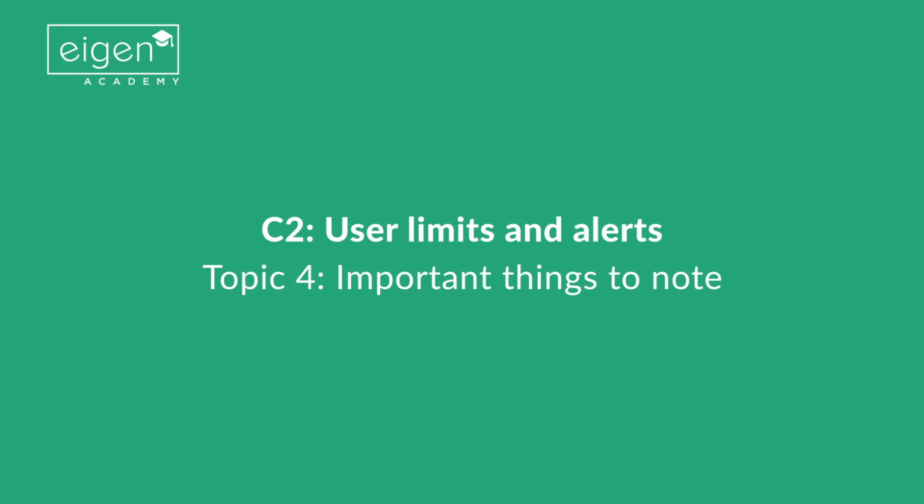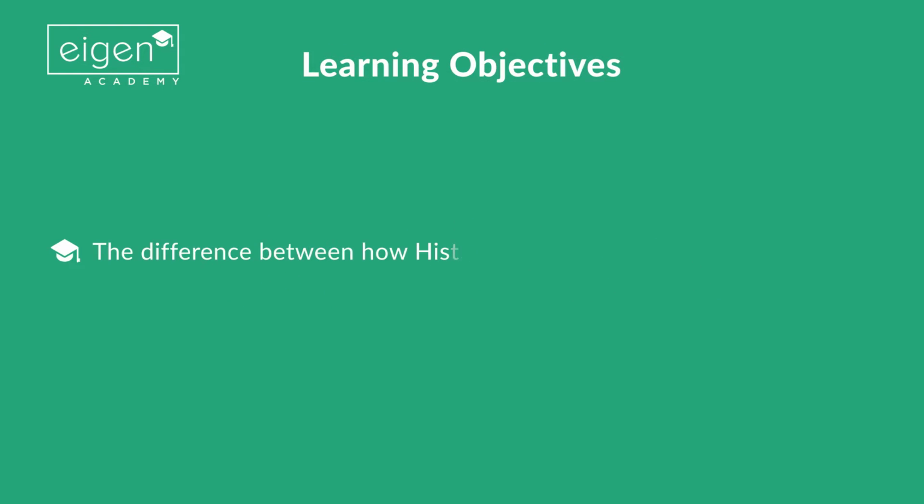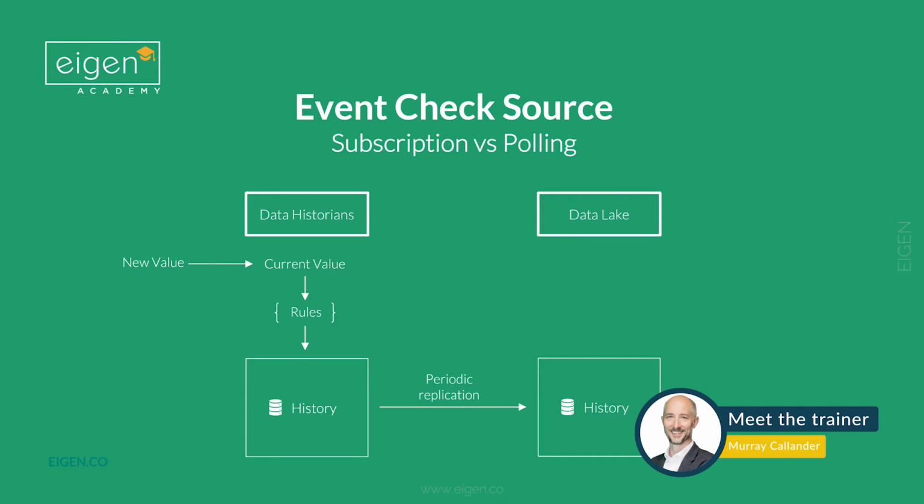Lesson C2, User Limits and Alerts, Topic 4, Important Things to Note. The learning objective for this topic is to understand the difference between how historians handle the current value. So our event check code looks to the current value where possible in a historian.